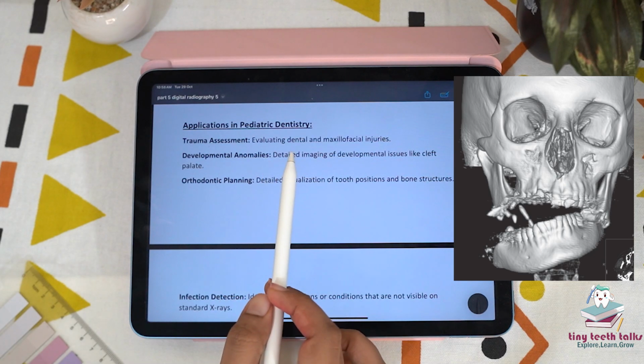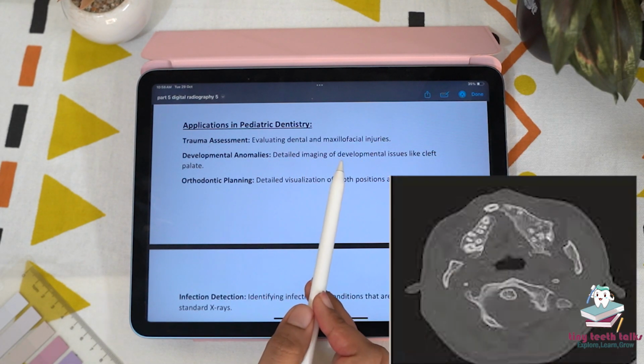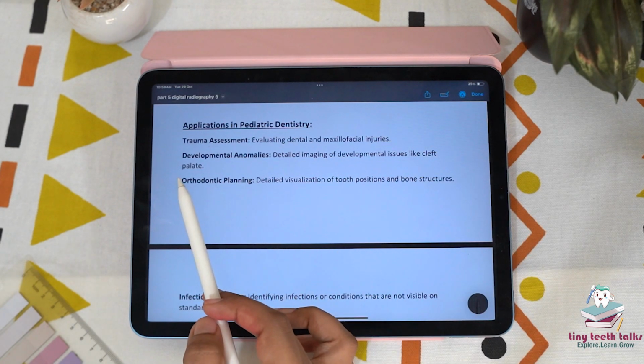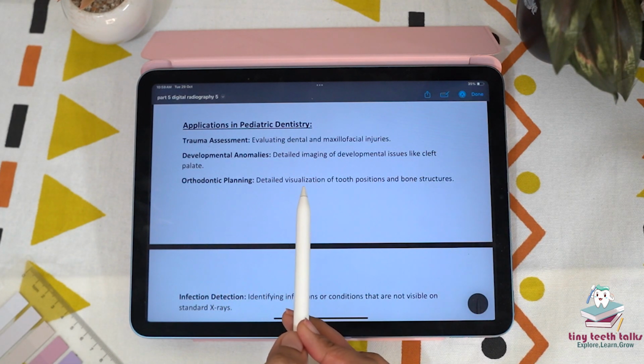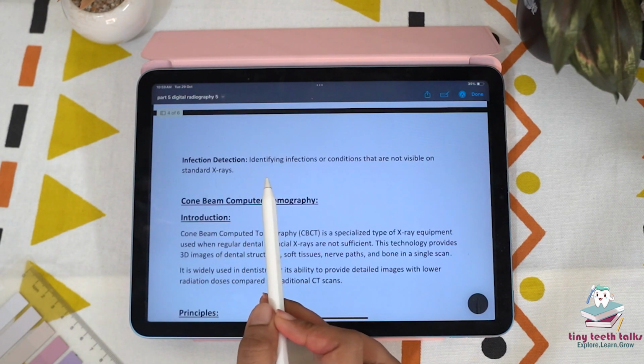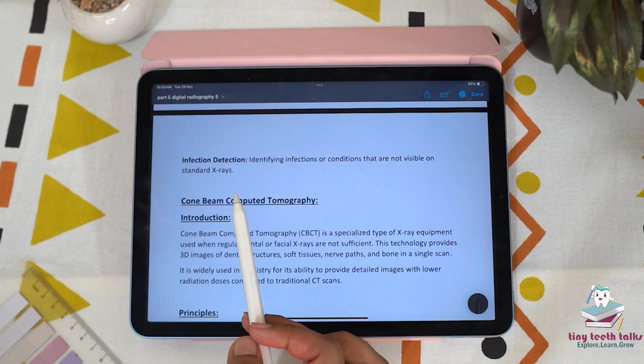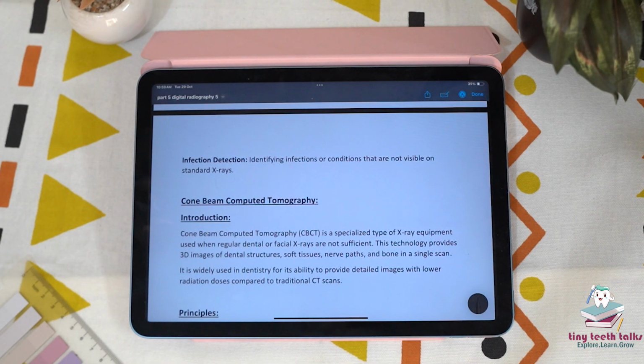Trauma assessment: evaluation of dental and maxillofacial injuries. Developmental anomalies: detailed imaging of developmental issues like cleft palates. Orthodontic planning: detailed visualization of tooth positions and bone structures. Infection detection: identifying infections or conditions that are not visible on standard X-rays. Other than pediatric dentistry, it is used in implant planning, endodontic assessment, orthodontic treatment, and trauma assessment.